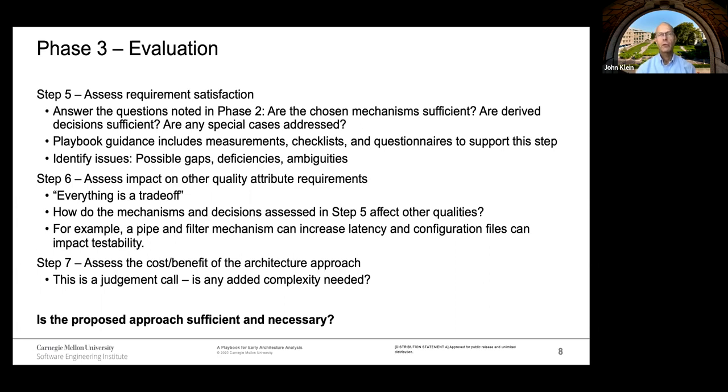But we think even when it's not 100% clear, it's worth asking this question. Is the approach necessary or is it overkill?